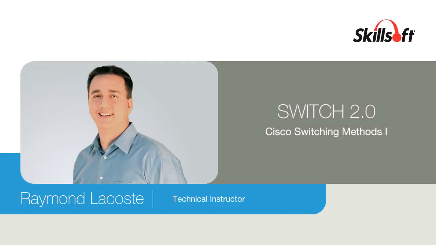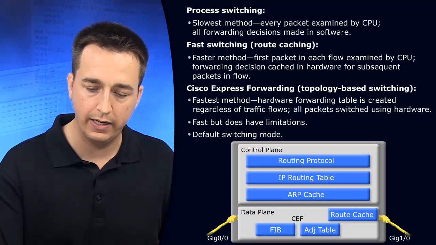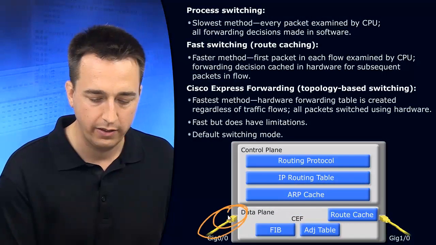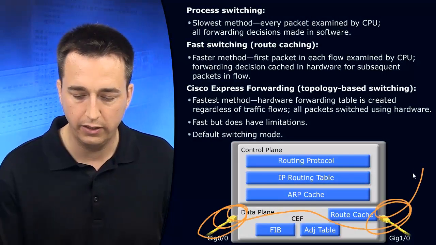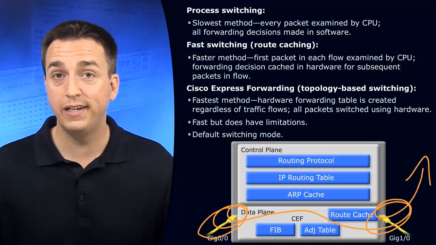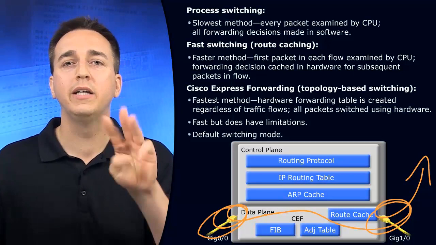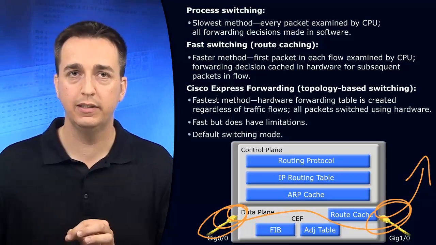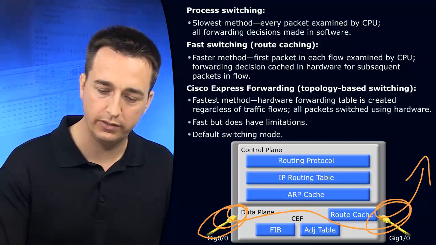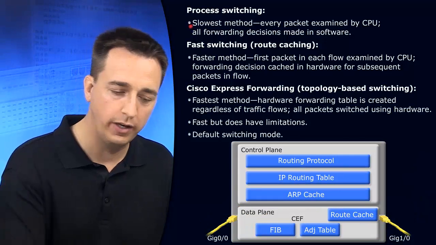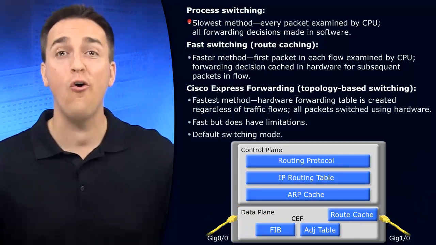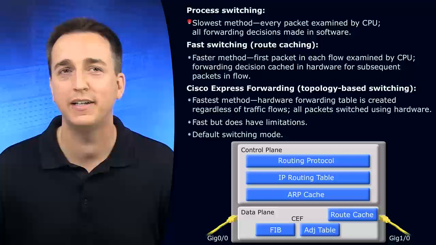Switching is the process of moving a packet from an ingress interface to the egress interface so it can be sent on its way. There are 3 different ways we can accomplish this on our Cisco Catalyst switches. The first one is process switching, the oldest and slowest method that is available.